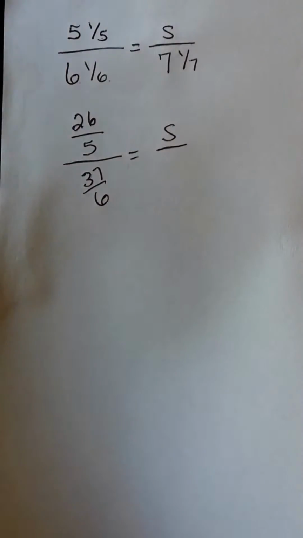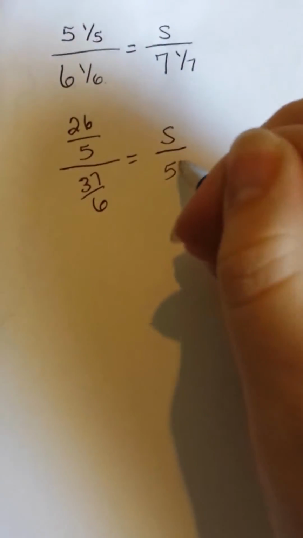So 6 times 6 plus 1 is 37 over 6. And this is equal to S over, and then turn 7 1/2 back into an improper fraction. So 7 times 7 is 49 plus 1. This is 50 over 7.